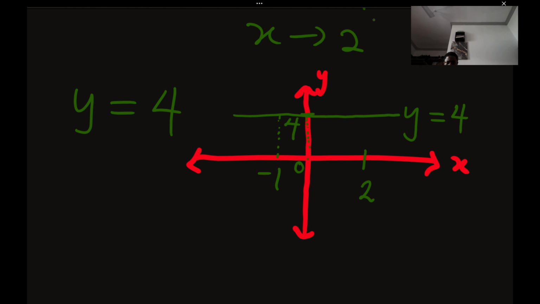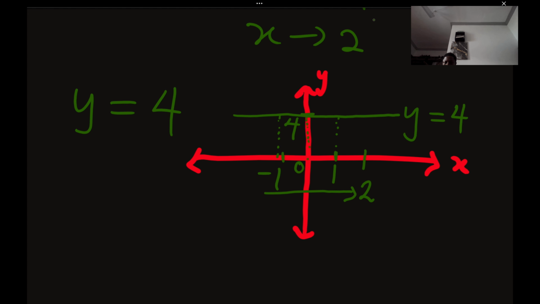Let us take another number here. Let's say x is equal to 1 over here. We have here to be 0 and here to be -1. Now let's find the corresponding value of y as x is equal to 1. When you trace it to the graph, we are still getting y to be equal to 4. So it means as x approaches 2 from the left-hand side, we are still getting y to be equal to 4.